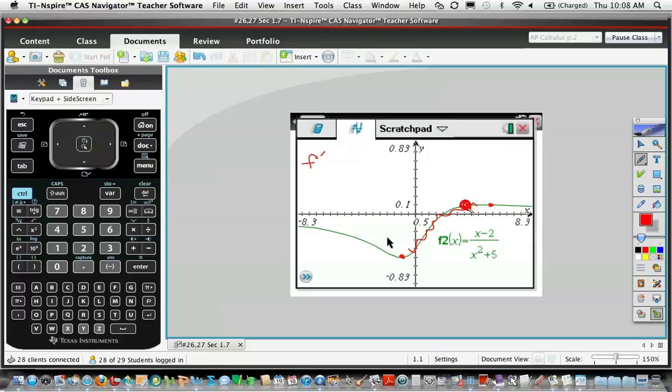Somewhere in here? Somewhere in there. Is f prime increasing? Again, the chart says it. Is f prime increasing is when f is concave up. Is it concave up there? No.